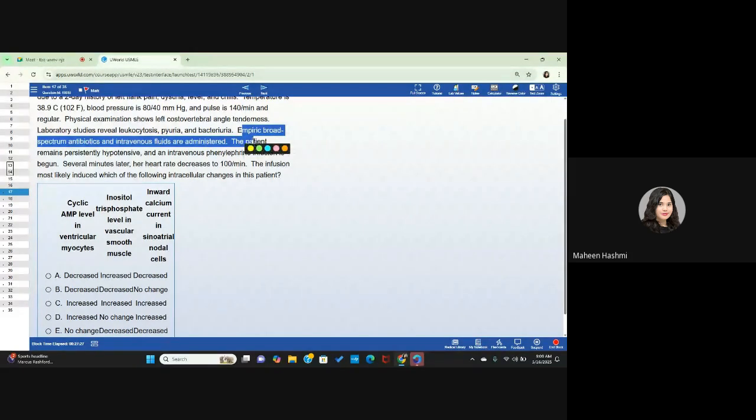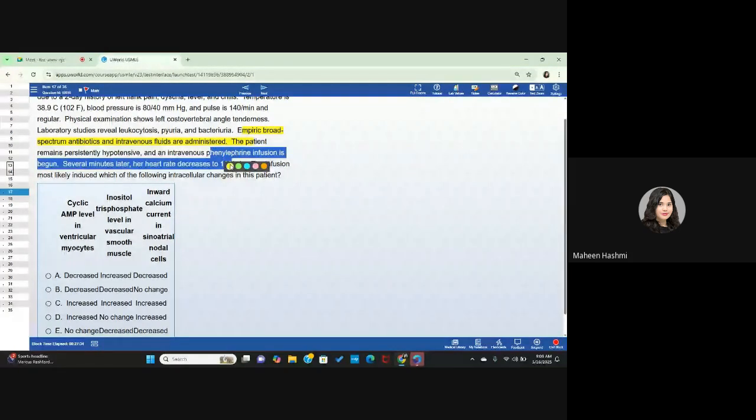Empiric broad spectrum antibiotics and IV fluids are administered. The patient remains persistently hypotensive, and IV phenylephrine infusion is begun. Okay, what is phenylephrine? A pure alpha-1 agonist. That's good. The infusion most likely induced which of the following intracellular changes in this patient?